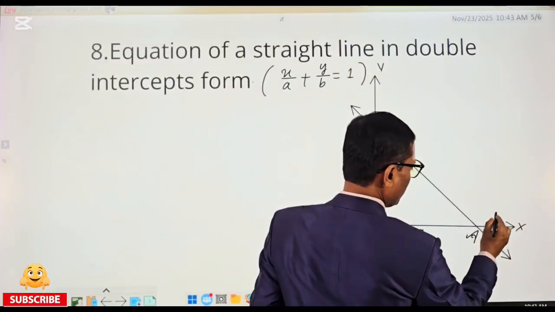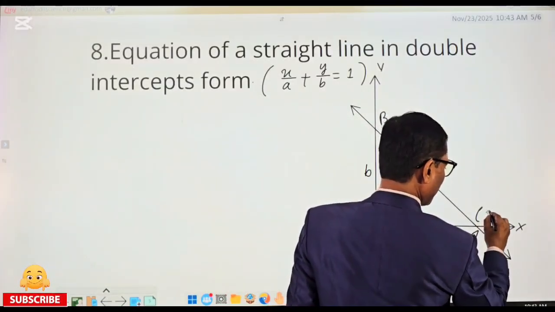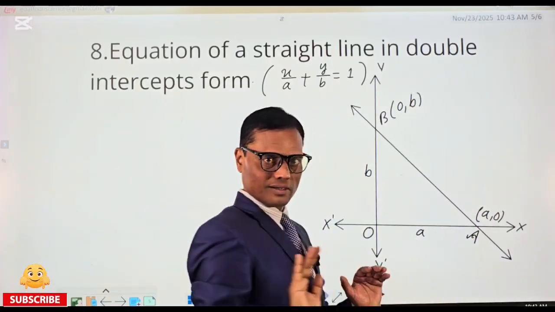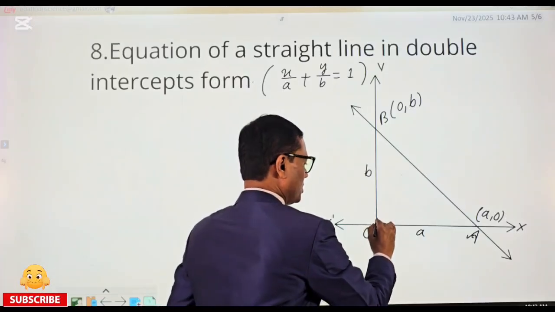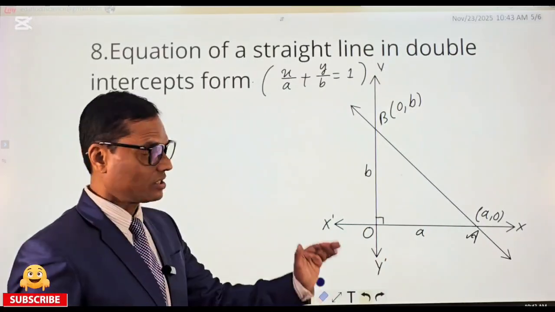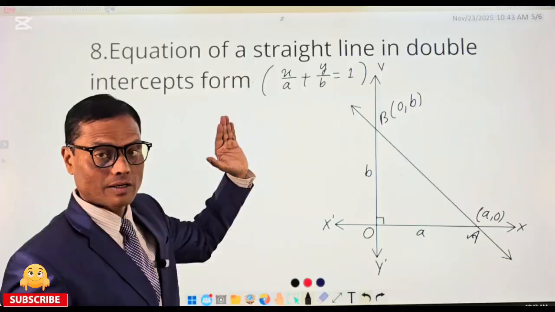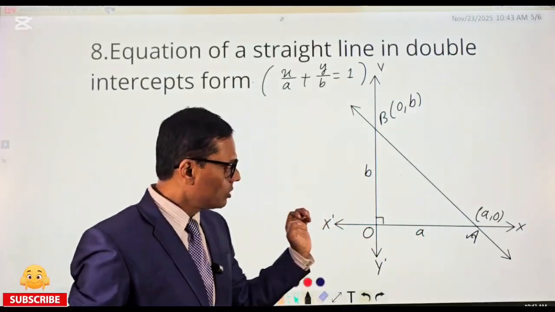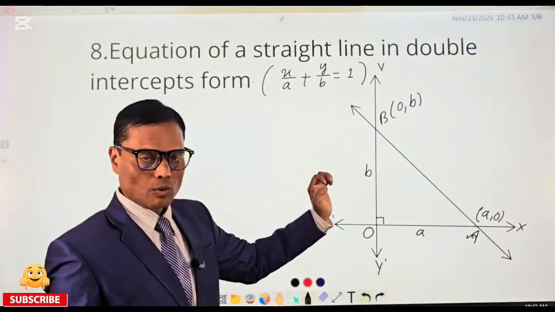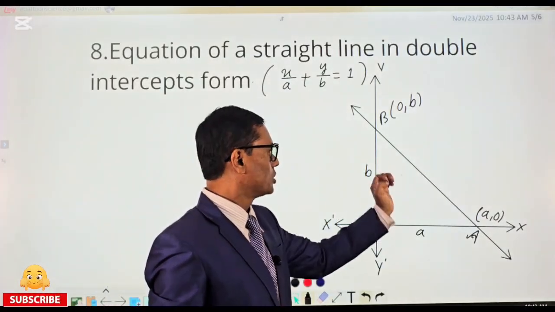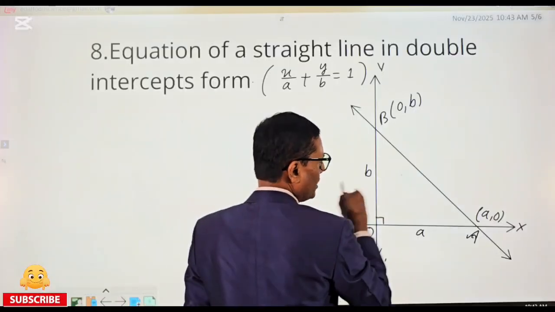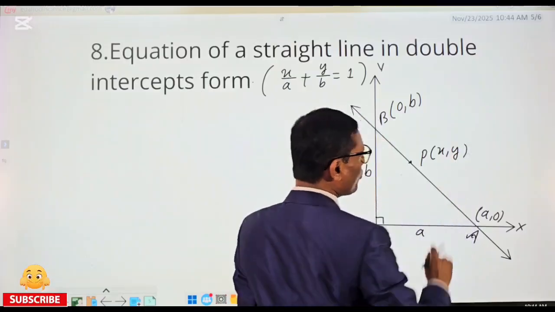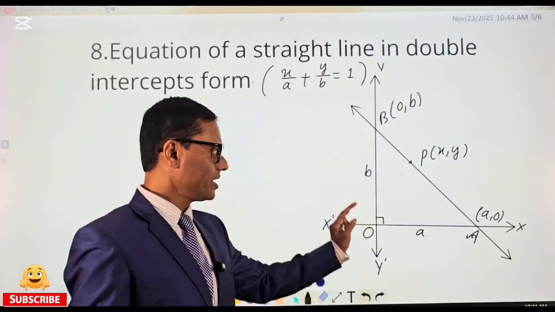So if the x intercept is a, then the coordinates of the point A will be a comma 0, that of B will be 0 comma b. That's correct. So we have to write all this in the language. Let there be a line which cuts x-axis at a point A and y-axis at a point B, such that OA equals a and OB equals b. Therefore, the coordinates of the points A and B are respectively a comma 0 and 0 comma b.